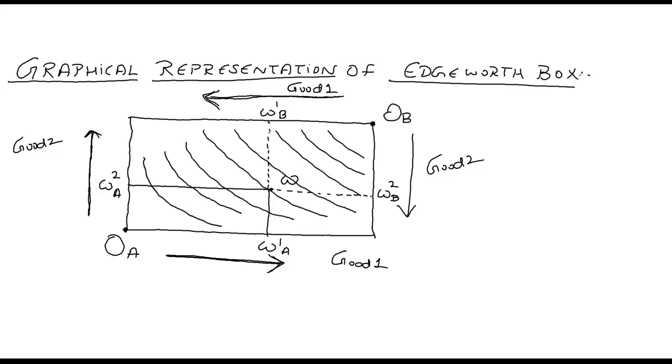And similarly, how will I draw B's indifference curves? Now, for B's indifference curves, you will turn to B's origin. So turn your register to B's origin. From B's origin, suppose B also has convex ICs, then from B's origin, the ICs will look somewhat like this, dotted. B's ICs I am drawing dotted, A's ICs are solid.